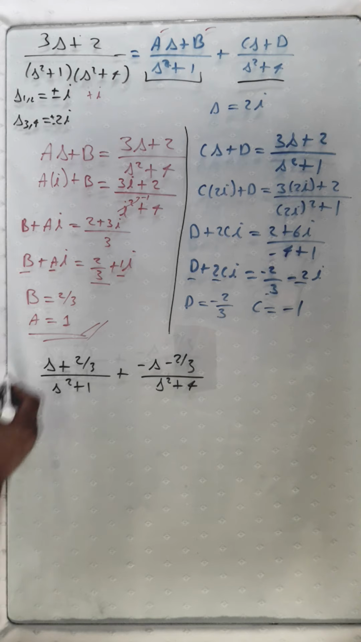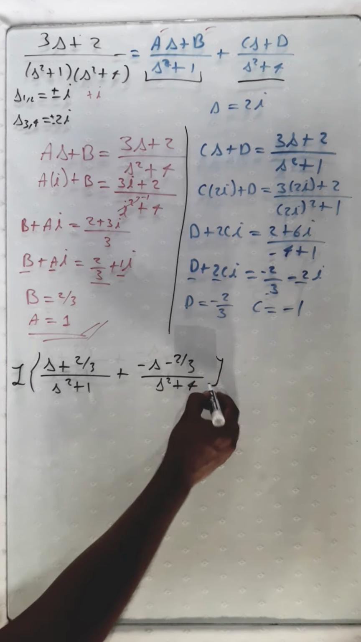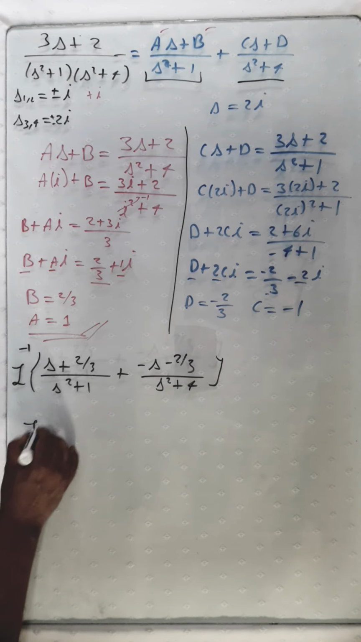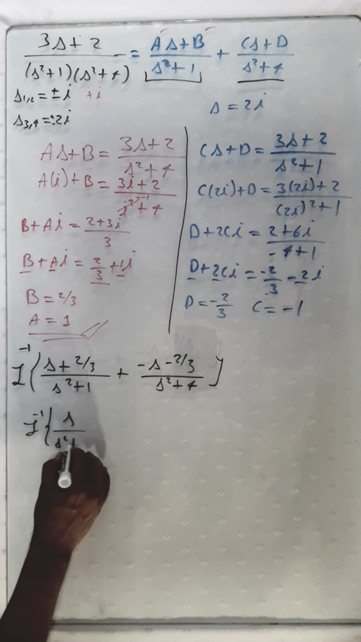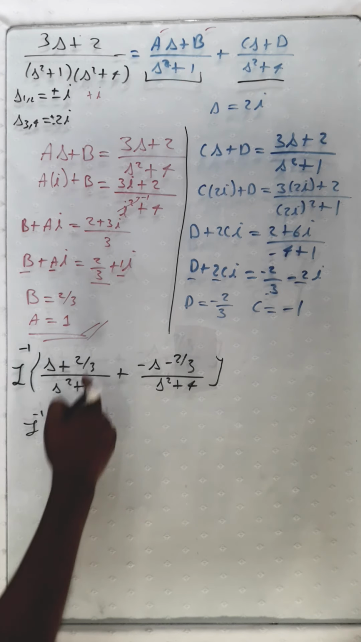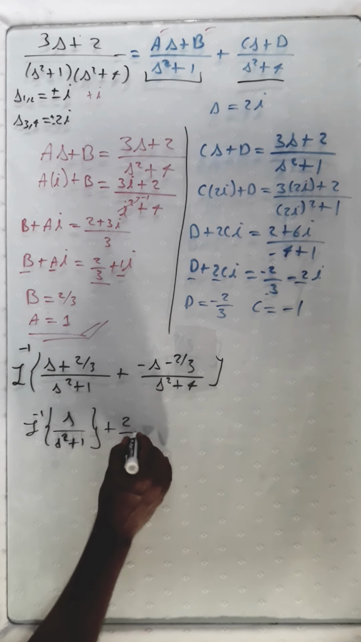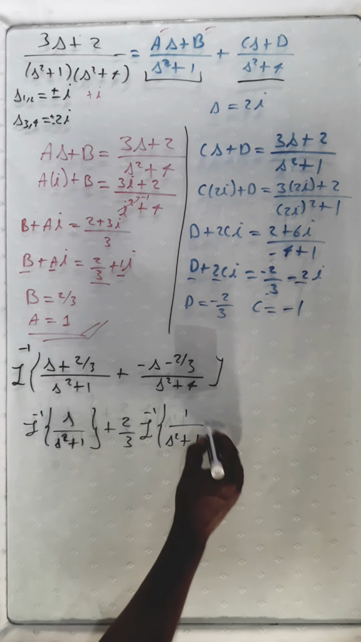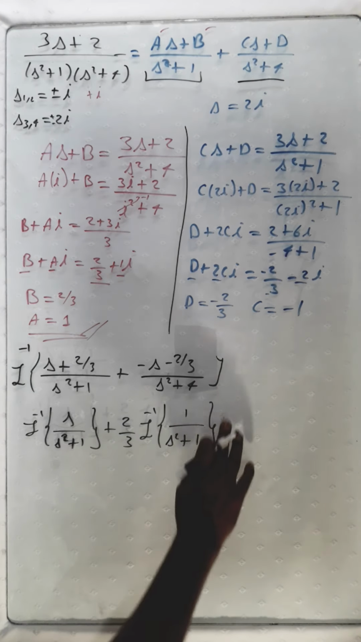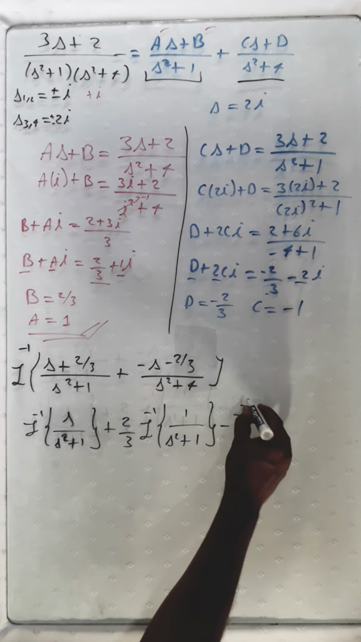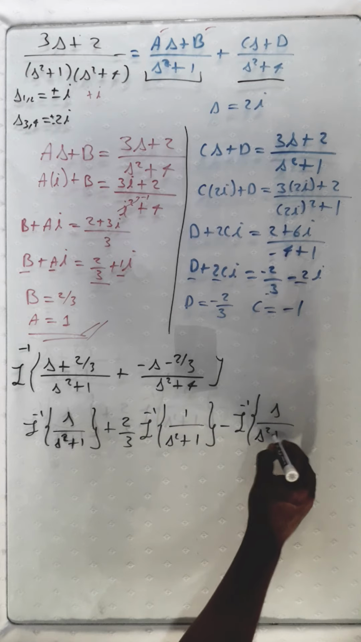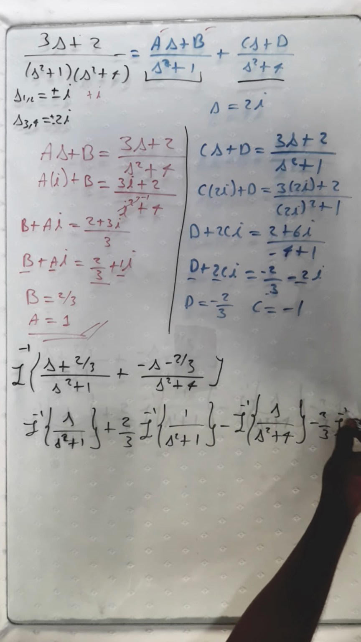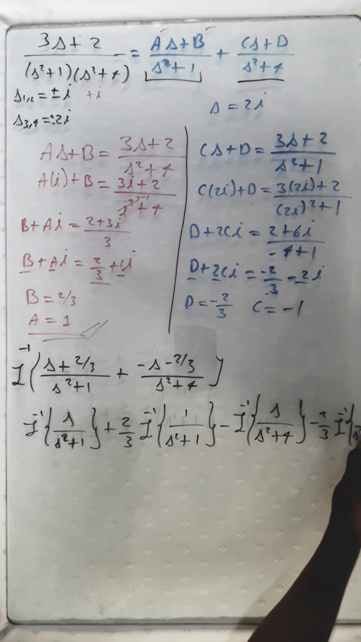Okay, now if the problem is asking for the Laplace inverse, from here you can split these fractions: the Laplace inverse of s over s squared plus 1, plus 2 over 3, which I'm going to take outside, the Laplace inverse of 1 over s squared plus 1, and then minus the Laplace inverse of s over s squared plus 4, and then minus 2 over 3, the Laplace inverse of 1 over s squared plus 4.